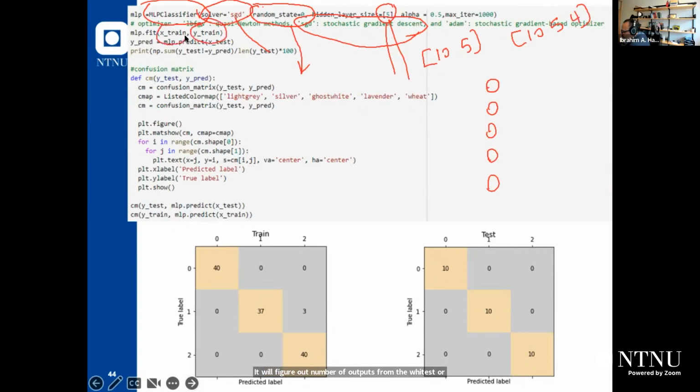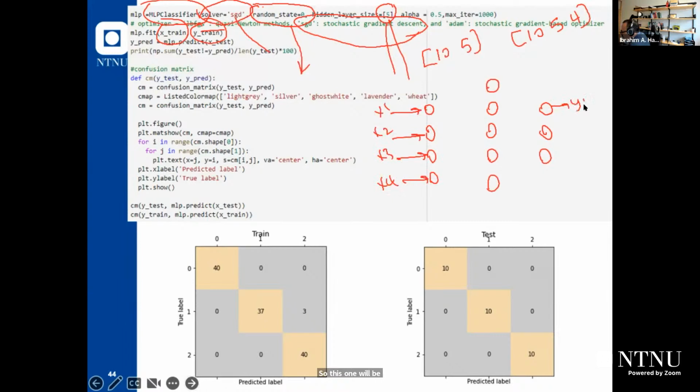And X train, it will figure out also number of inputs from this one. It will get those numbers from here. So we have 3 outputs. So the output layer will be like this one. And the input layer, it will be like this one. We have 4 inputs, so it will be like this one. So this one will be X1, X2, X3, X4. Outputs here will be Y1, for example, Y2, Y3. And we will make those connections, right?